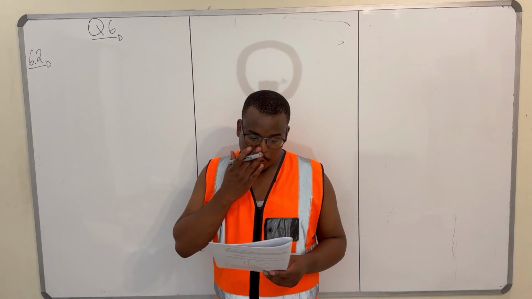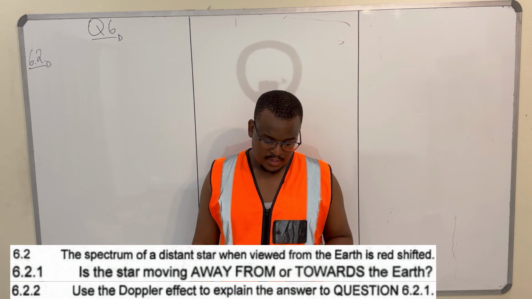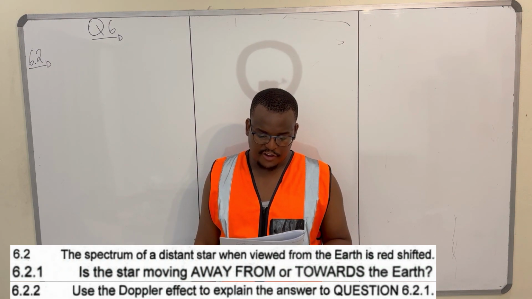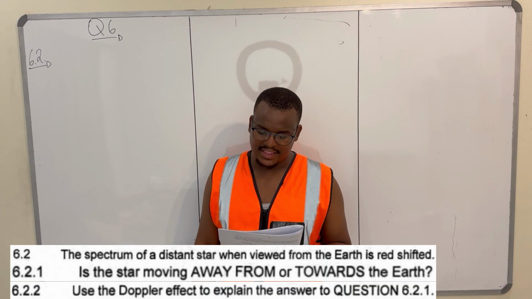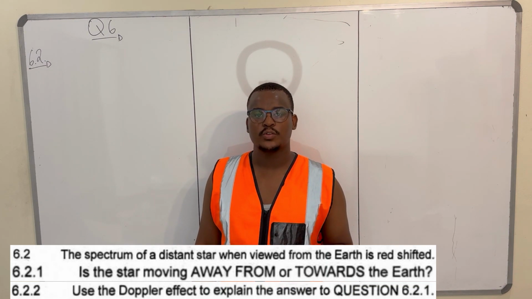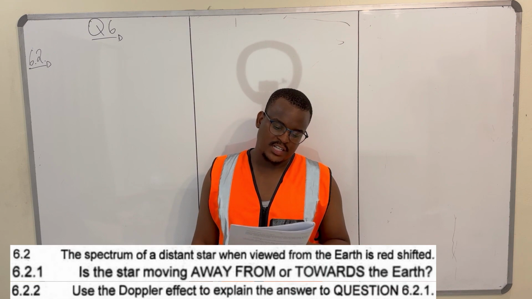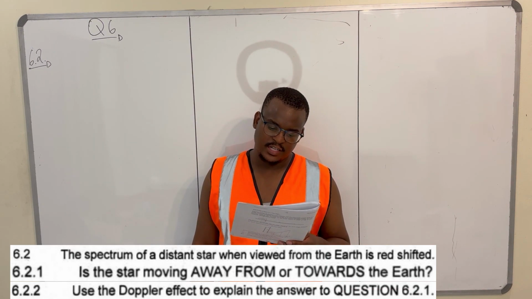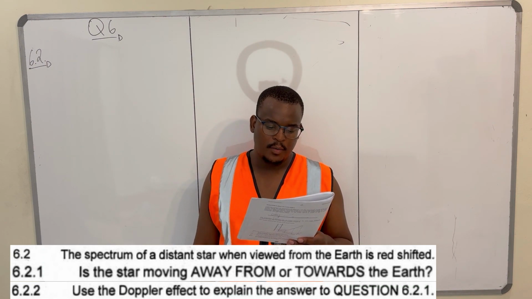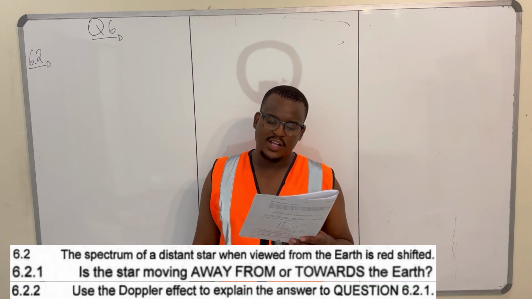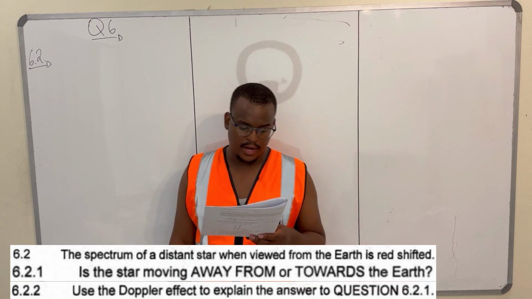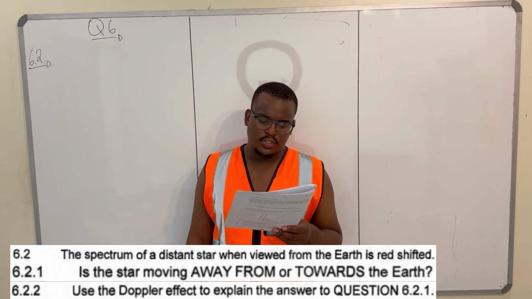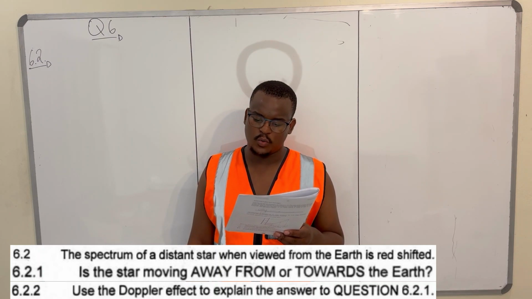Okay, so now we're doing 6.2. 6.2 reads as follows. The spectrum of a distant star when viewed from Earth is red-shifted. That's what you're told. Is the star moving away or towards the Earth? That's 6.2.1. 6.2.2. Use Doppler effect to explain 6.2.1.